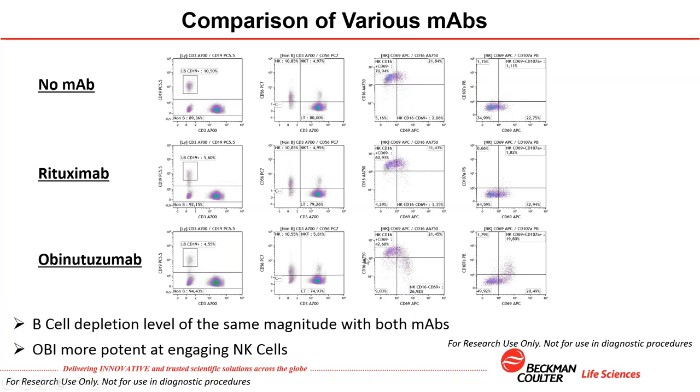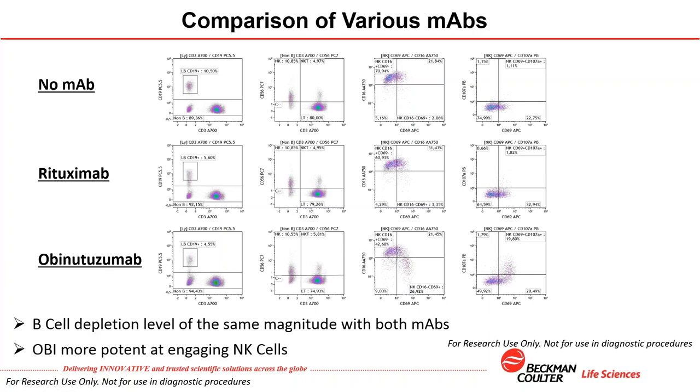But then what is interesting to look at is the level of NK cell activation. What you can see with rituximab is that no significant activation of the NK cells can be detected, while a strong NK cell activation is observed in the case of obinutuzumab.